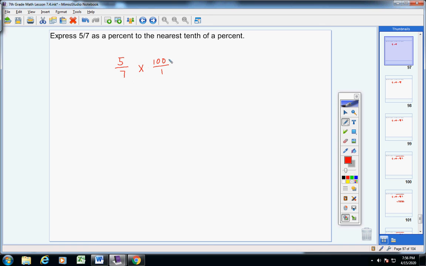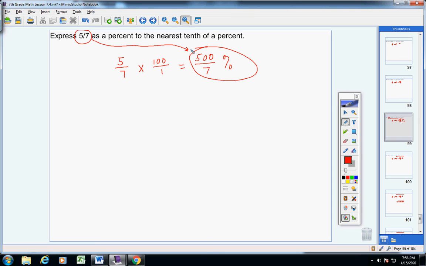5 times 100 is 500. 7 times 1 is 7. So there we go. That looks like that's your answer. Okay, so you think you're finished. Okay, boom, we're done. But we're not. This is true, guys. You did it. Okay, you're good. This fraction right here is the exact same thing as this percentage here.